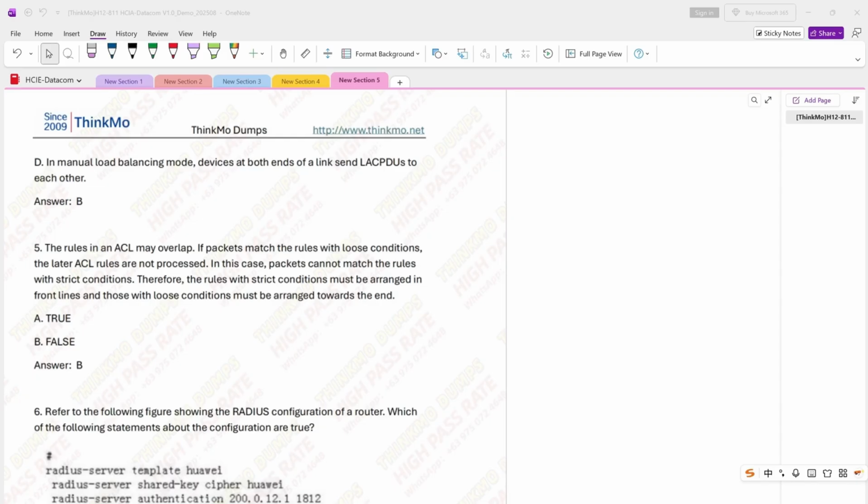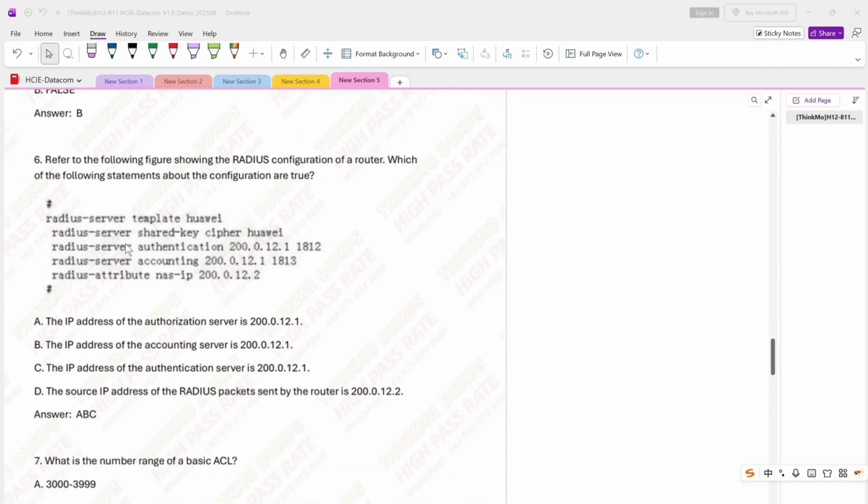Hello everyone, today I'm going to explain 5 technical questions from the HCIA exam. Last time we discussed question 5, so now let's look at question 6. This question is asking us about the following radius configuration. Which of the following statements about the radius configuration are correct?